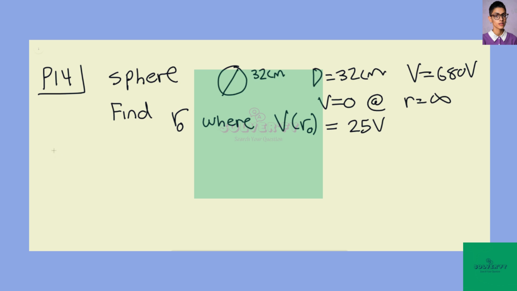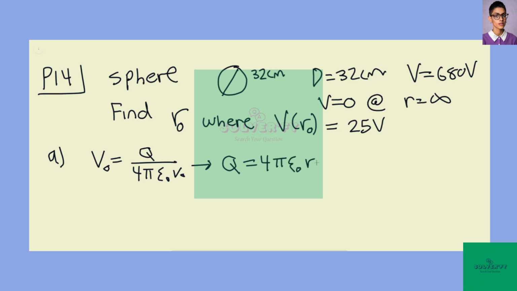So to do this, we can start with the expression for the potential due to a charged sphere. And that is V equals Q over 4 pi epsilon naught R. It's our V naught, actually. So we're going to solve for the total charge because we're going to need it a little bit later. So 4 pi epsilon naught R naught V naught. So that's our Q.